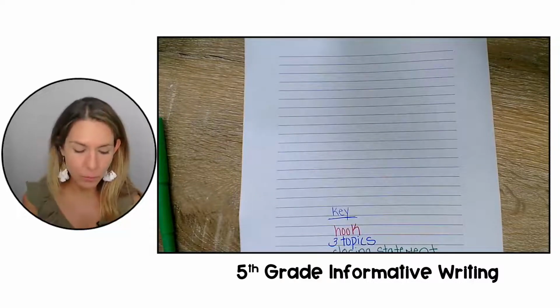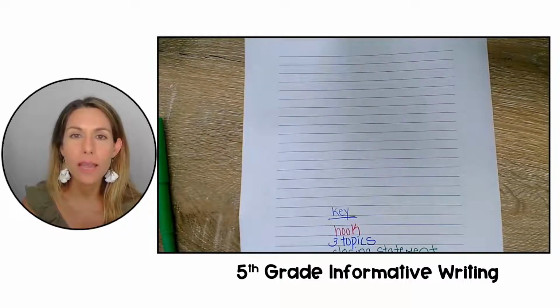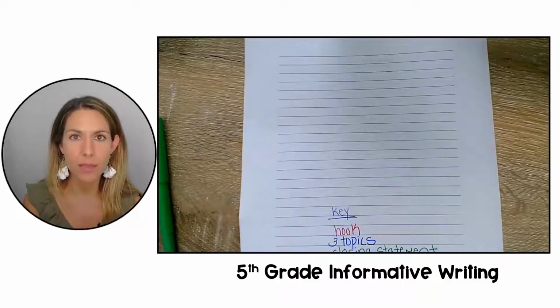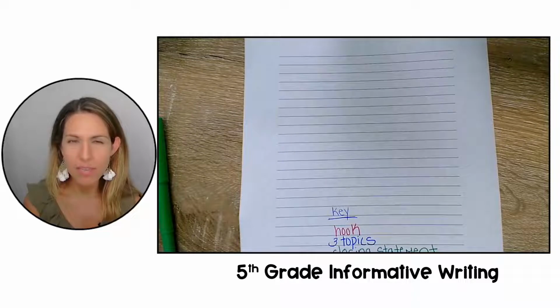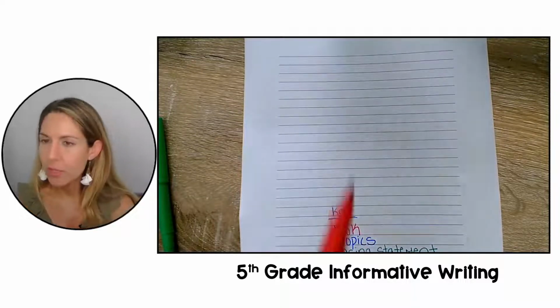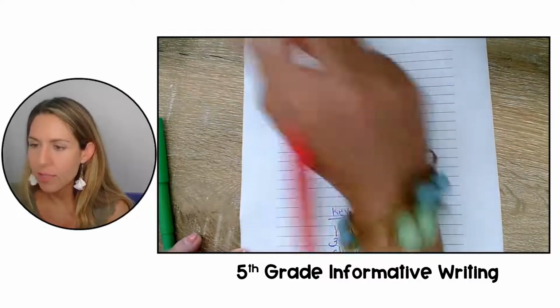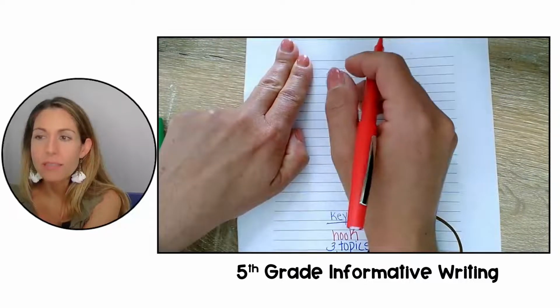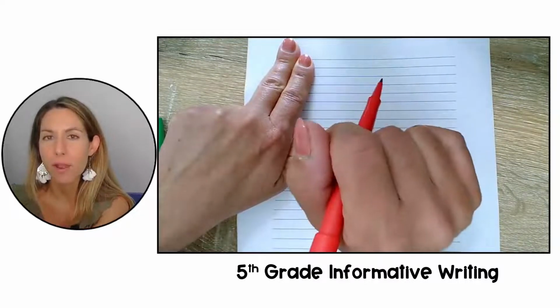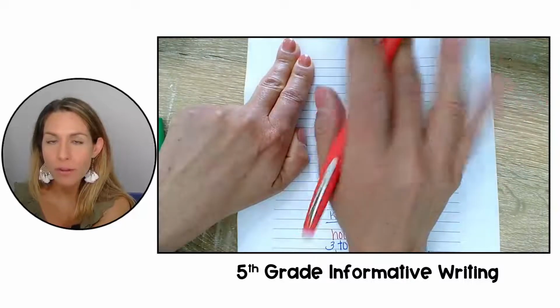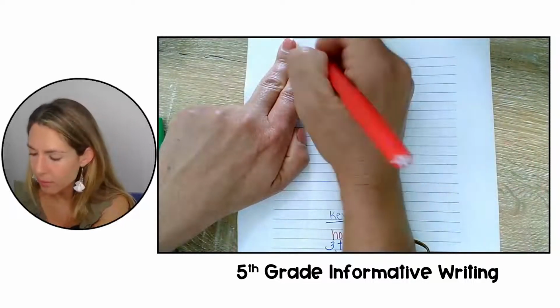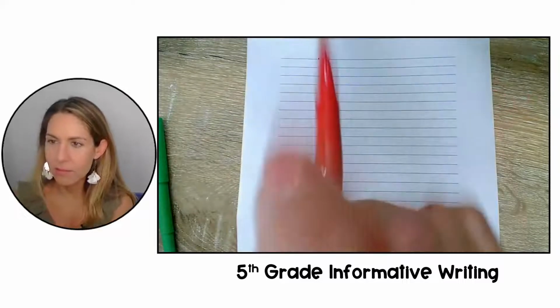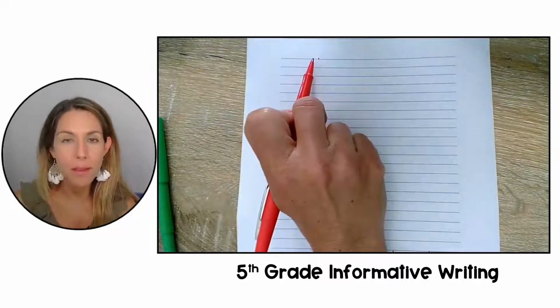The first thing that we need is a hook. So we looked at lots of different examples of hooks together, right? Let's just pick one. I think I'm going to start with a question hook. So I'm going to go to the very top line. I'm going to do 2 finger spaces so I can clearly indent my paragraph. Whenever we begin a new paragraph, we want to make sure to indent. So 2 finger spaces, and I'm going to begin writing about here.